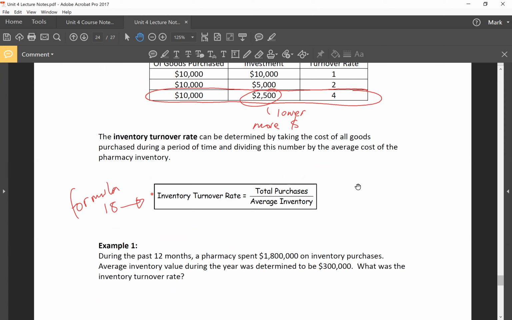So the inventory turnover rate can be determined by taking the cost of all goods purchased during a period of time, and then dividing this number by the average cost of the pharmacy inventory. So take all of the total purchases, all of the money you spend, and divide it by the average cost of the pharmacy inventory. So very, very straightforward calculation.